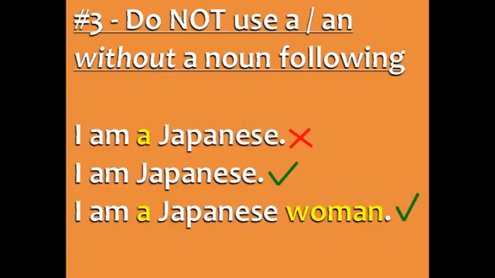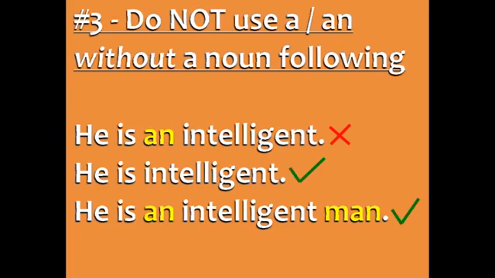For example, you can't say I am a Japanese because Japanese is an adjective and there is no noun in the sentence. Instead, you could say I am Japanese or I am a Japanese woman. In this case, it's okay to use a because there's a noun, woman, after the adjective Japanese. Here's another example. He is an intelligent. This is not possible because intelligent is an adjective and there is no noun. Instead, say he is intelligent or he is an intelligent man.